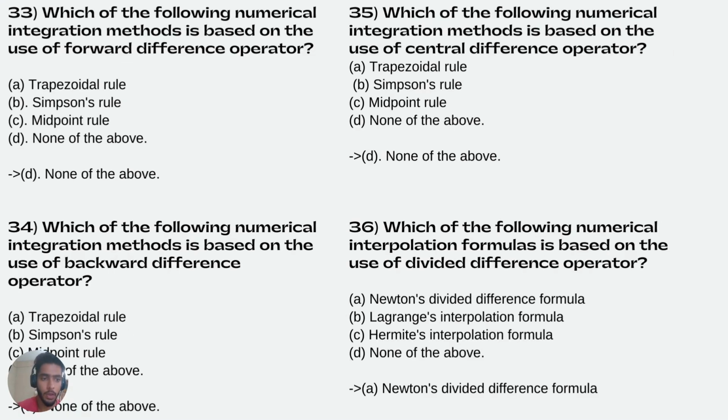Moving on. Which of the following numerical integration methods is based on the use of forward difference operator? Forward difference operator is clearly used in Newton's forward interpolation. Trapezoidal rule has no utility. Simpson rule, again, no use. Midpoint rule are completely different. So definitely D, none of the above.